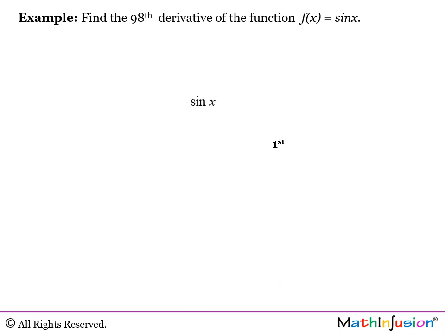We will start with our function. The first derivative is cosine x. The second one is negative sine x. The third one is negative cosine x. And the fourth one is our original function. What does it mean? It means that every 4 steps, I'm back to sine x. I call it kind of a loopy function, because it is loopy in a way.